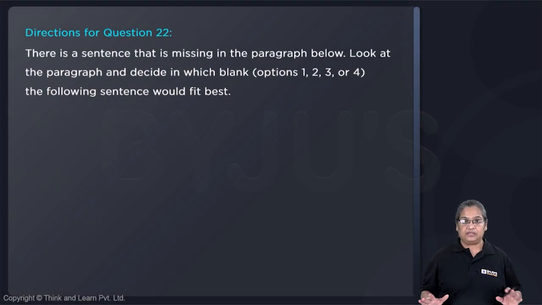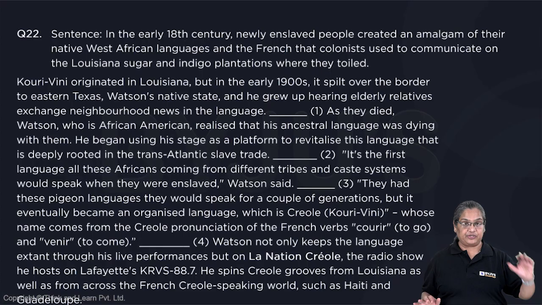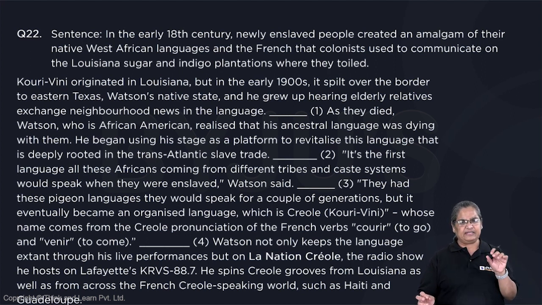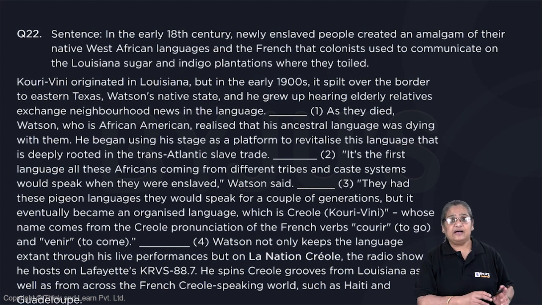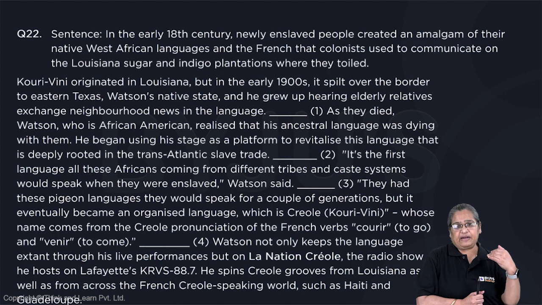Para completion, a sentence is missing. The sentence is given to you at the beginning, then the paragraph is given. We'll read the missing sentence, read the paragraph. Wherever we find that there is some sort of a gap, we'll see if the sentence fits. Otherwise, we'll first finish reading the paragraph and try to fit in the sentence somewhere.